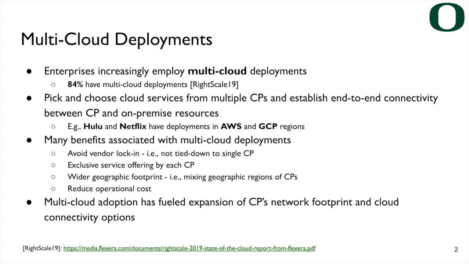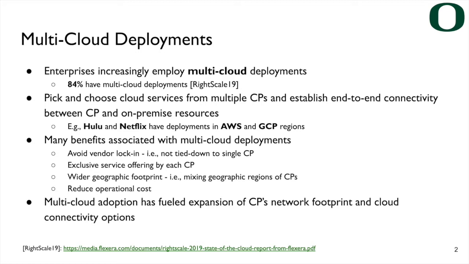Within today's internet, enterprises are increasingly employing multi-cloud deployments, with recent reports indicating that about 84% of enterprises are leveraging more than one cloud provider. Within this multi-cloud setting, enterprises pick and choose cloud services from multiple cloud providers and establish end-to-end connectivity between their cloud resources and their on-premise resources. Examples of this would be Hulu and Netflix, which have deployments within both AWS and GCP regions.